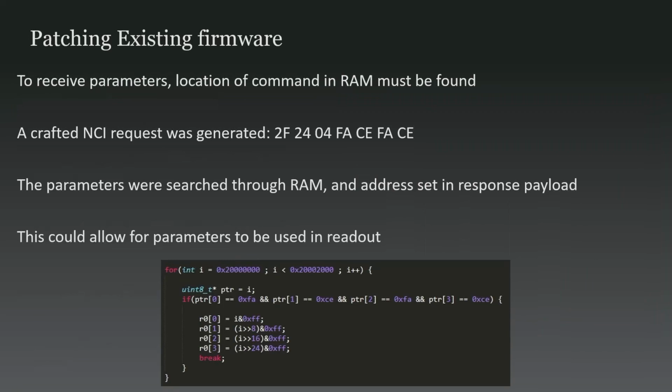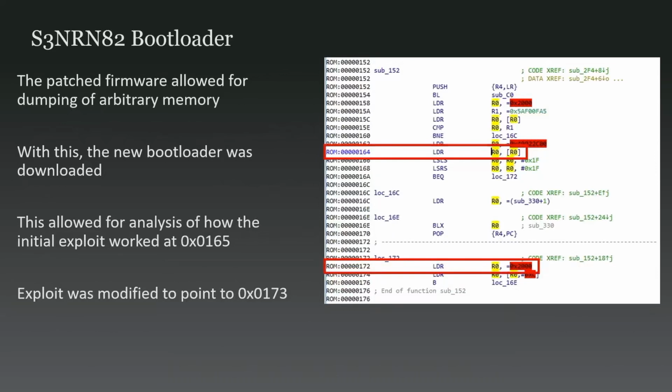Because I could now send data back, I wanted to take parameters as well. I didn't know exactly where the parameters were stored in RAM, just by virtue of how complex the firmware was. So what I wanted to do was quickly find this out. And I did this by crafting an NCI request, which had 2F2404, FACE, FACE. Now FACE, FACE is just a nice little placeholder, which I could search through in RAM in order to find the address of these parameters being sent. And I used this to find exactly where this was, so I can now send and receive commands as needed via I2C with very little code changes.